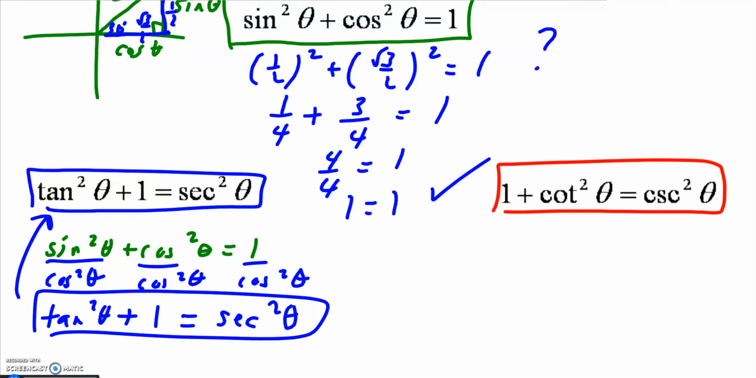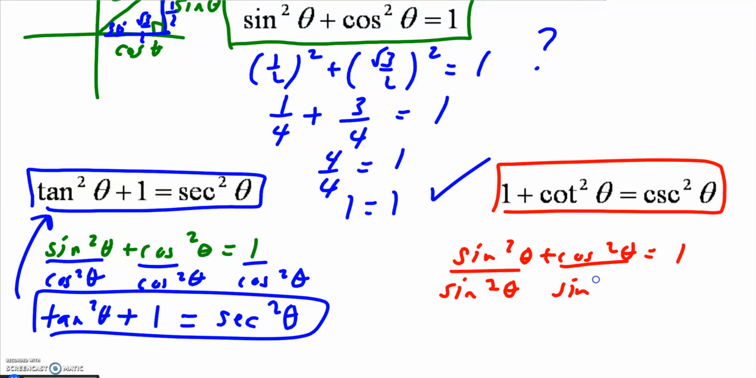If I look at the one in red and I copy down the original Pythagorean identity, sine squared theta plus cosine squared theta equals 1. Last time we divided everything by cosine squared. I bet some of you are predicting that this time I'm going to divide everything by sine squared theta. Notice the 1 there, it would make sense to divide. If I divide every single thing I see by sine squared theta, here's what I would get this time.